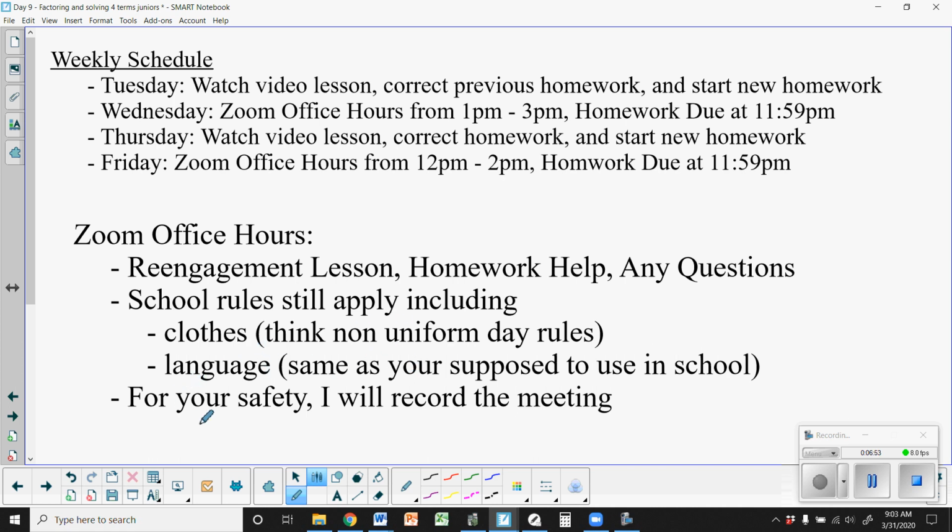And then for your safety, I will record the meeting, and I can explain more about that. It's basically just so that, for your safety, the meeting is recorded. It's not something against you. It's just so that somebody doesn't do something inappropriately, not that you would, but that somebody on my end would. So I'm obviously required to record the meeting. All right, so let's move on.